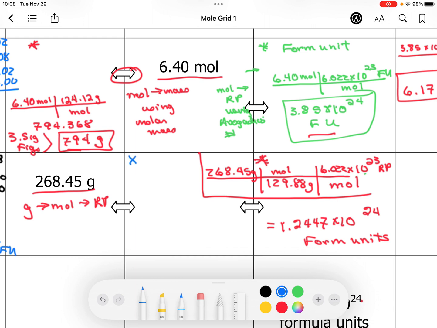Next, let's do moles. From moles, we're simply going to go from grams to moles. And I'm going to cheat a little bit and just circle this. This part of this will give us our answer. 268.45 divided by 129.88. And that gives me 2.0669 moles.